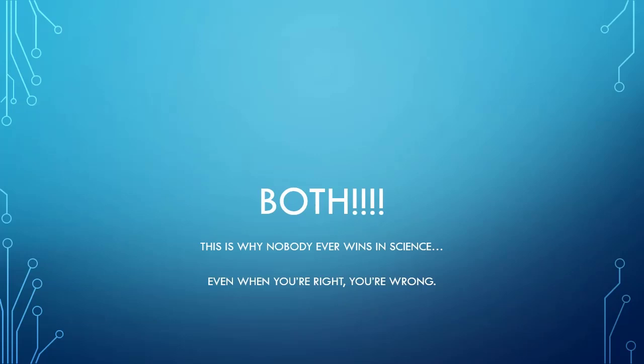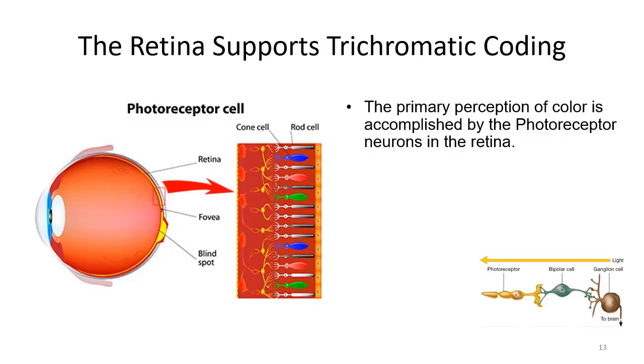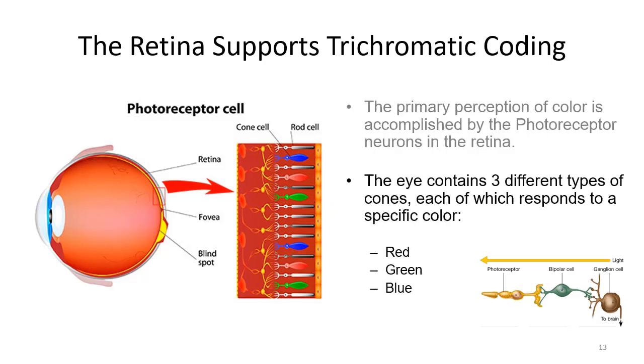And it turns out that our brain and our eye work together to use both of these systems. So it's not purely a trichromatic system, and it's not purely an opponent color system. Within the retina, we have a trichromatic system. We have cones, specifically in the retina, that respond to either blue, red, or green. And these are incredibly specific to those colors. However, you'll notice that we don't have a yellow, right? So some of the problems with the trichromatic system remain true.